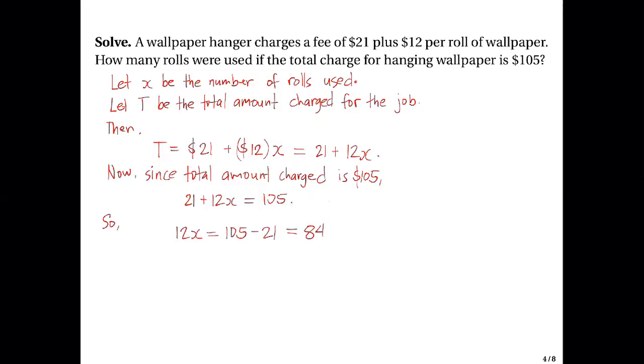And we continue with solving the value of x. We now have here 12x equals 84. So we will have x equal to 84 divided by 12. Okay? And 84 divided by 12 is equal to 7. Okay? So x equals 7, and x is the number of rolls of wallpaper used. So we just write the conclusion. Therefore, 7 rolls of wallpaper were used.